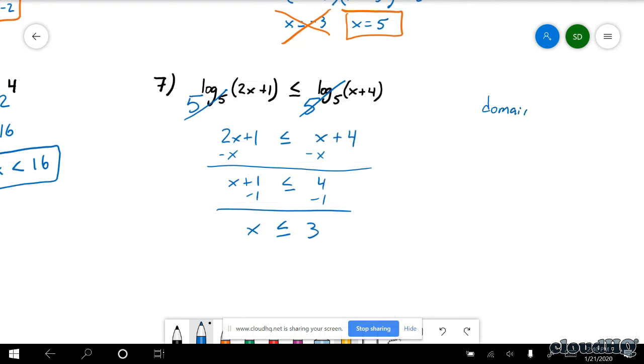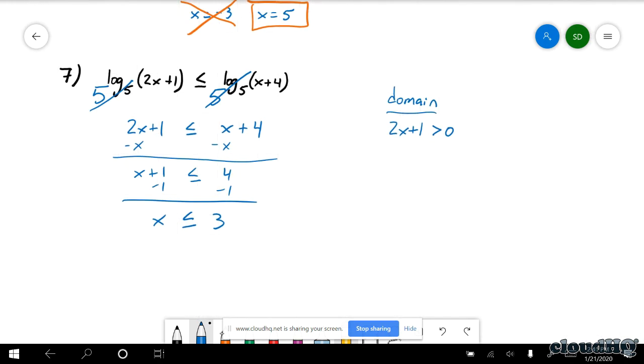However, we have two domains here going on, don't we? We really need to check both of them. I have two things to check on my domain here. I know that 2x plus 1 must be greater than 0 since I'm taking the log of it. And I also know that x plus 4 has to be greater than 0 since I'm taking the log of them. In both cases, it's what I'm taking the log of. Go ahead and solve both of those.